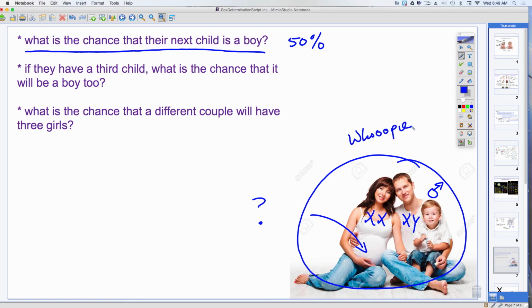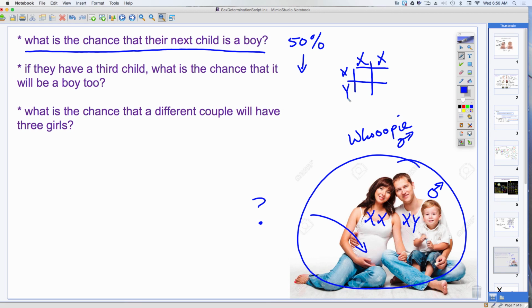So let's say they had a son. Whoa! Congratulations! You had a son. And now they're going to have another baby and she's pregnant again. What's the chance that baby will be a boy? Well, it actually turns out that the chance is 50% because every time you have a child, we have to build a brand new Punnett square and say, well, this is the probability.